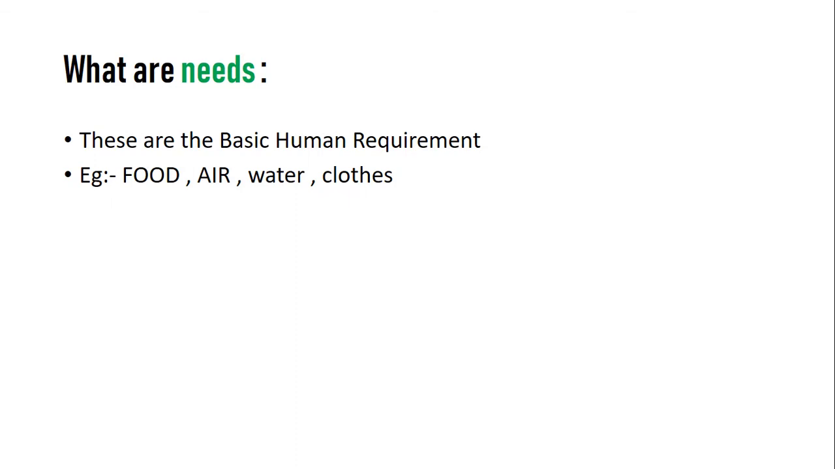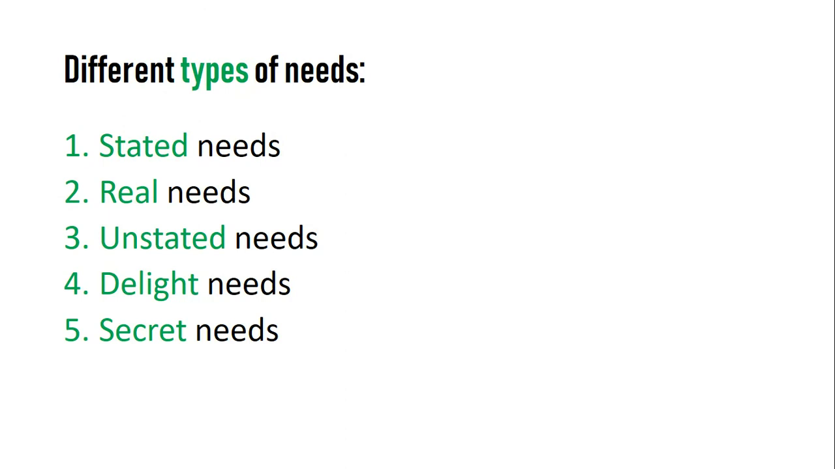So there are different kinds of needs, for example, stated needs, real needs, unstated needs, delight needs, and secret needs. We'll go through all the needs. For example, what is a stated need? A stated need is, for example, the consumer wants a car which is not that expensive. That is a stated need.